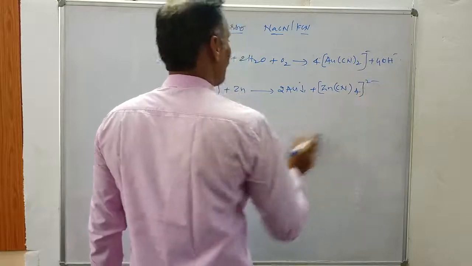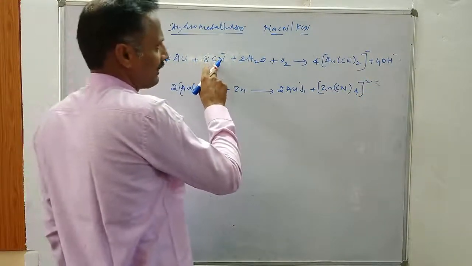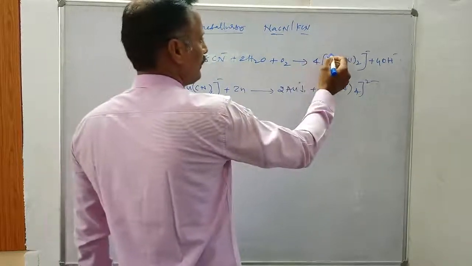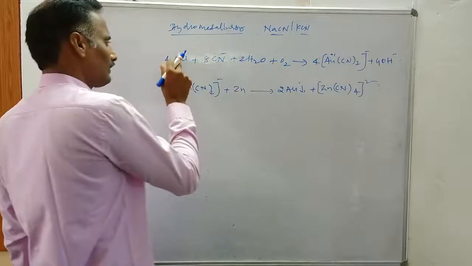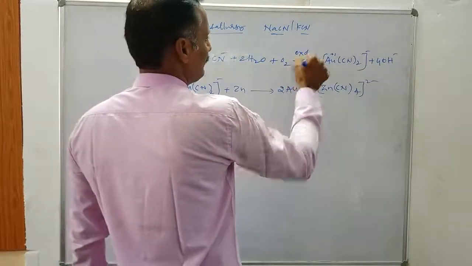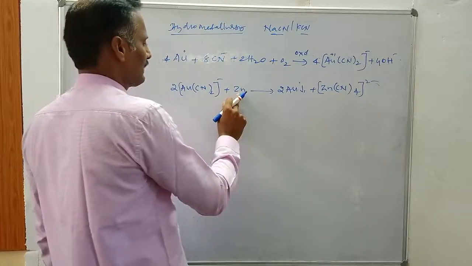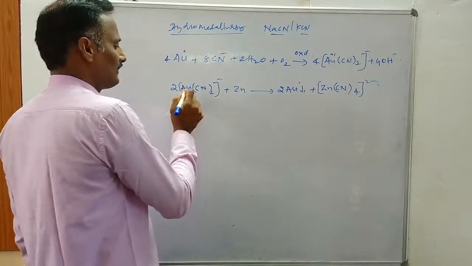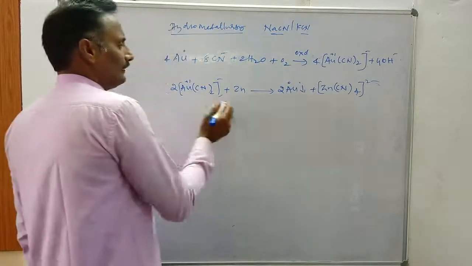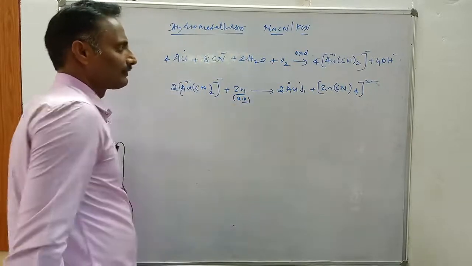In the first step, gold reacts with sodium cyanide, and the oxidation state of gold goes from 0 to +1. This is called oxidation. In the second step, we add zinc as a reducing agent. It reduces the oxidation state from +1 to 0. That's why zinc acts as a reducing agent.